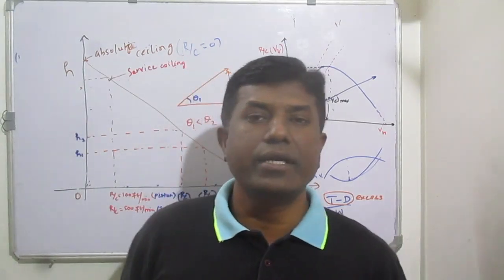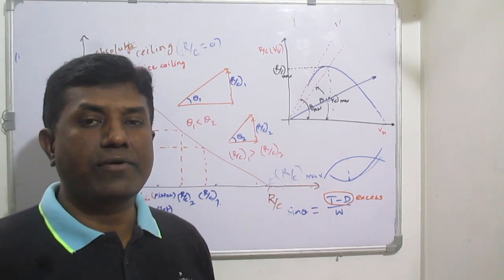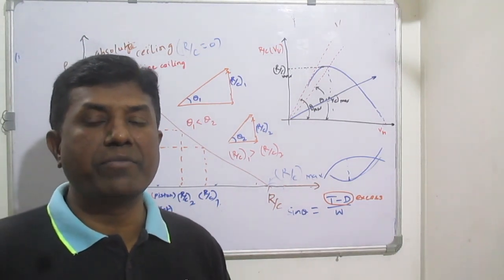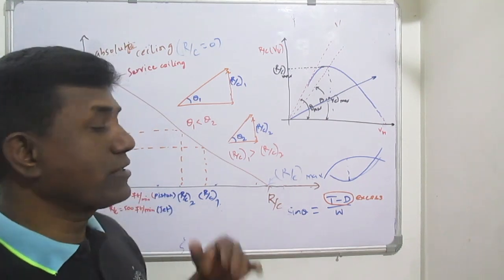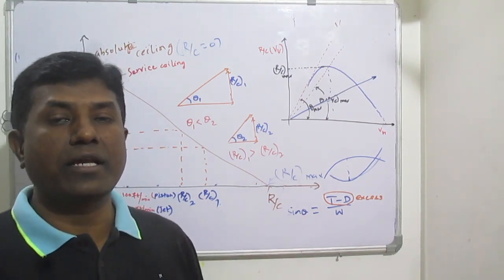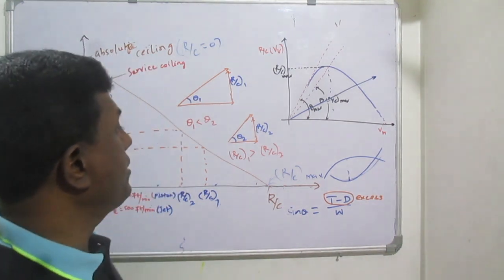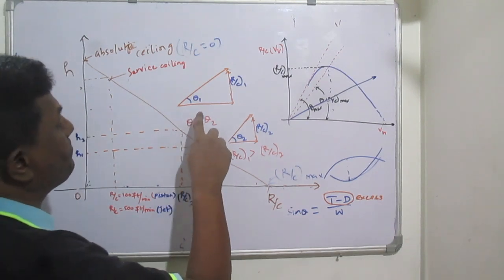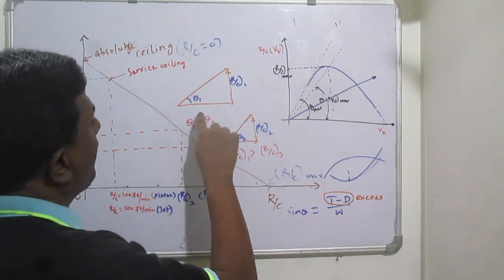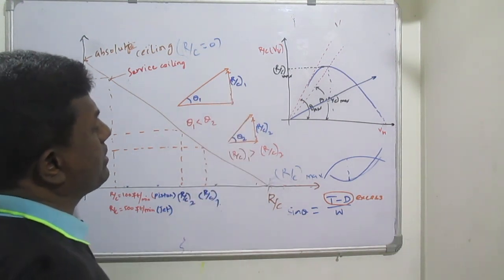Dear friends, in the series of learning aerodynamics, let us discuss one important and interesting phenomenon in aircraft climbing. Under the climbing condition, we'll see one interesting phenomenon, and that is nothing but: when the angle of climb increases, the rate of climb decreases.